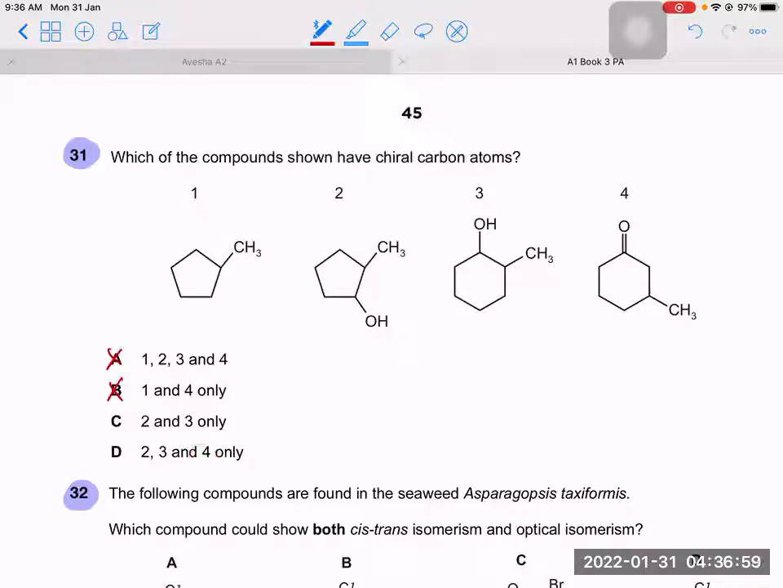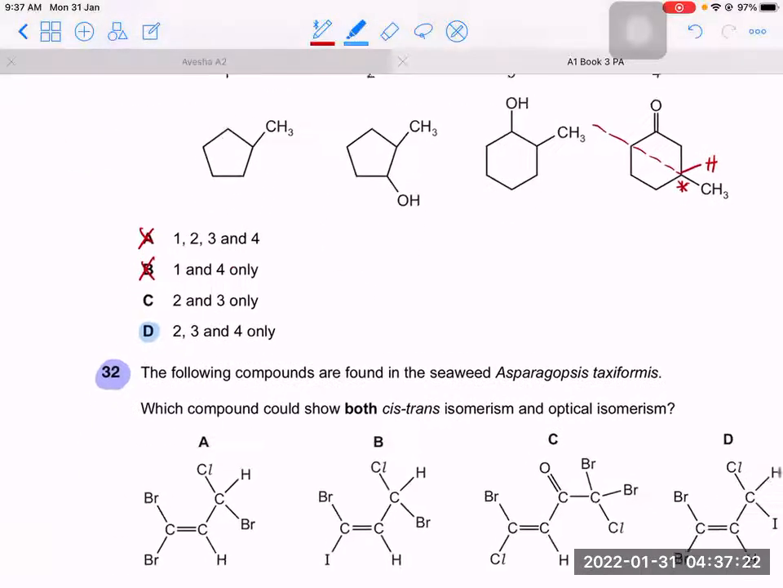So let's check 4. This can't be chiral. Why? Double bond. This can't be chiral, can't be chiral, can't be chiral. Why? 2 hydrogens. The only one that we can check is this. This has an H, a CH3. Now you make a line of symmetry. Are they different? Yes. So this is chiral. The answer therefore is D. Clear?